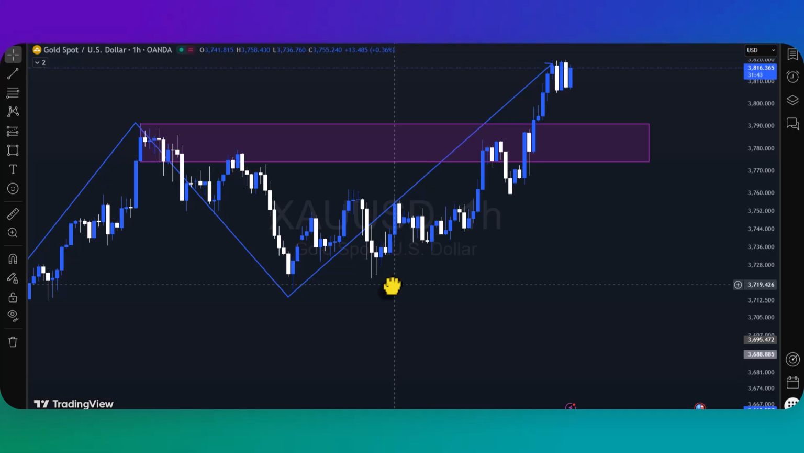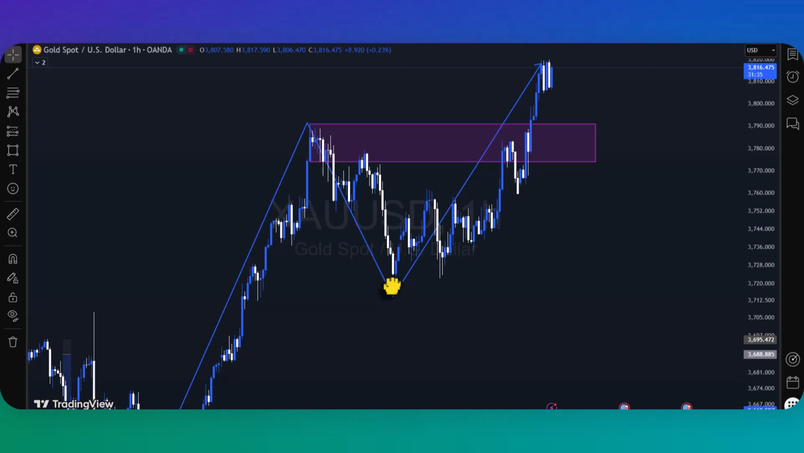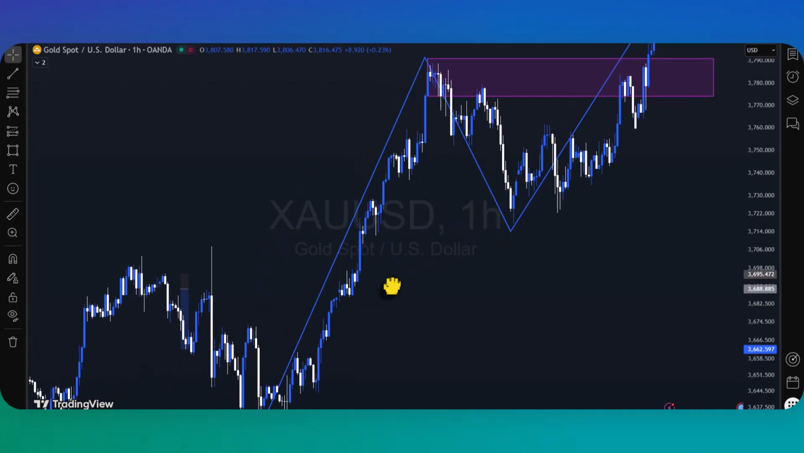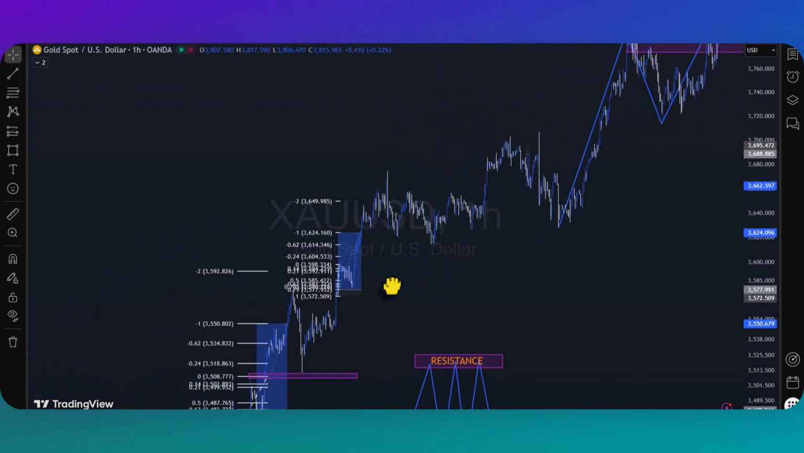Now the more times that a level is tested, the stronger it becomes. So the more a level has been retested, price comes back, goes up, comes down, the more price has come to that level, the stronger it becomes. So if buyers defend the level again and again, it means there's real demand there. But remember, every level eventually gets broken. Nothing holds forever. So that's why you have to be careful when trading the market.